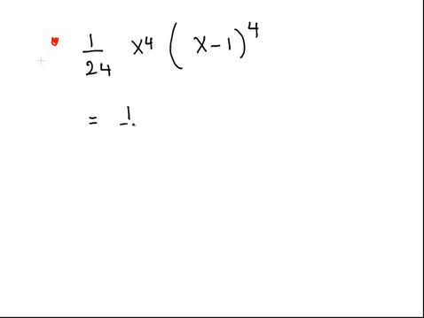We're going to do this one more time. So we have 1/24 times x to the 4. Okay, I'll just bring that bracket out, times x minus 1 to the power of 4. Okay. Now, let's be careful about this. There's only going to be one term here that will have an x power that we can use. So 1/24 times x to the 4.